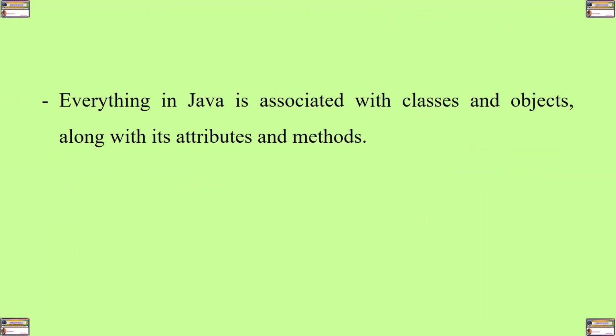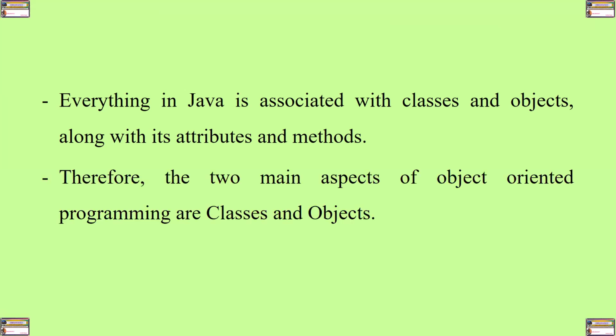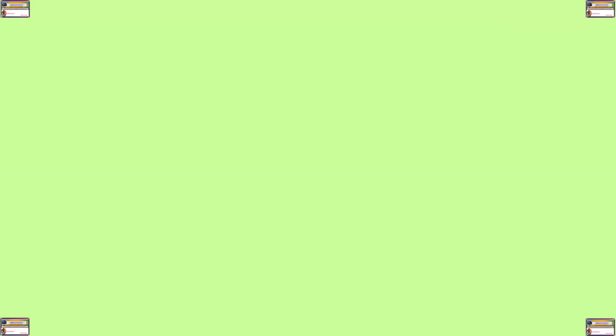Everything in Java is associated with the classes and objects, along with its attributes and methods. In other words, my dear students and the rest of the learners, when we speak about an object-oriented programming language, we are simply speaking about a language in which the programmer organizes most of the code in terms of classes and objects, or what we call the instances. Therefore, the two main aspects of object-oriented programming are classes and objects.